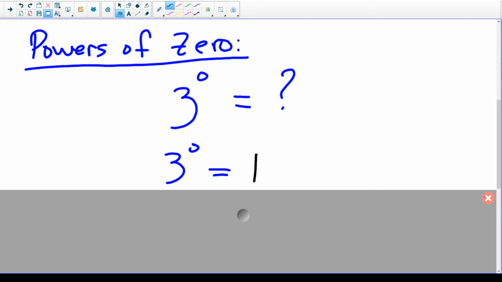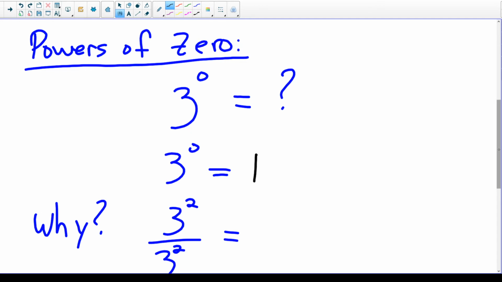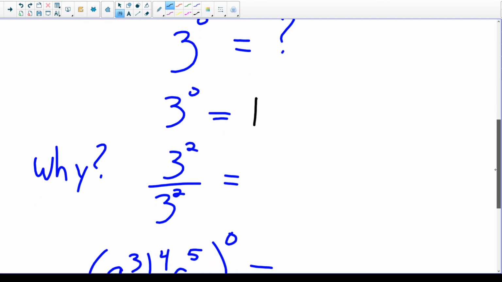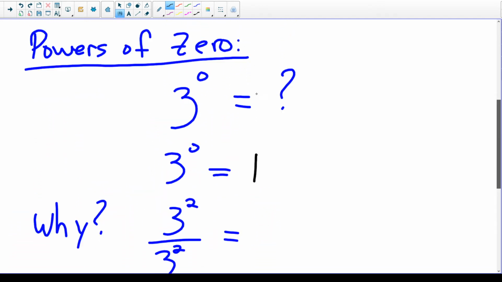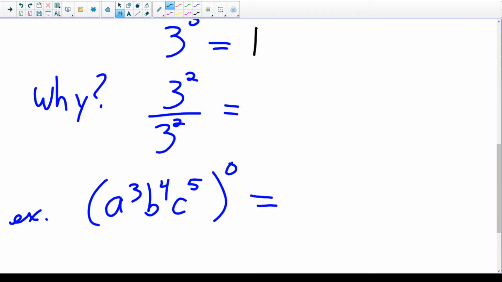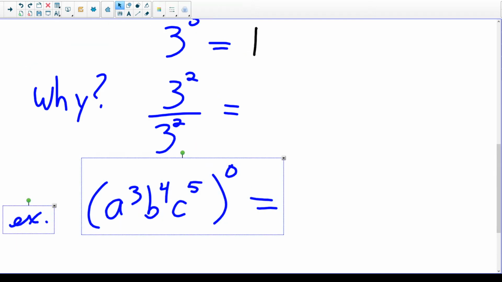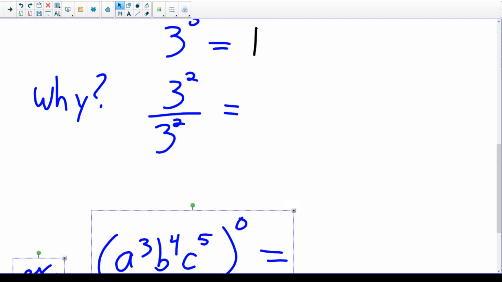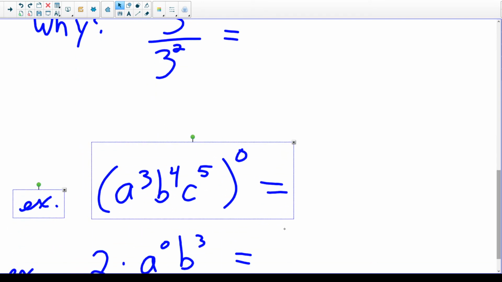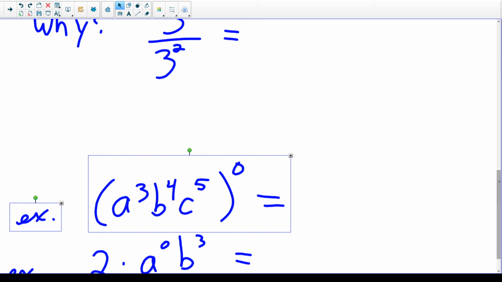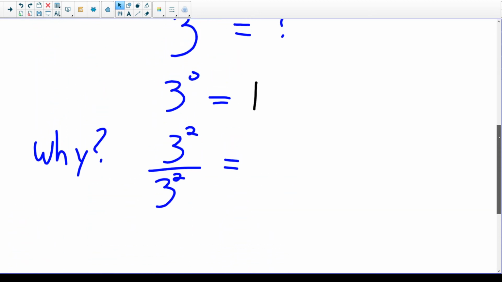Now, why? Why is 3 to the 0, 1? Now, let me move. Sorry, my scrolling is messing up here. Let me move. Oh. Okay, let's try this again. I want to move this out of the way, if I can. Why is 3 to the 0 equal to 1?